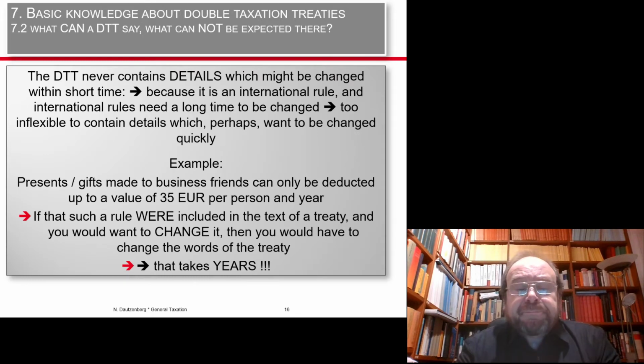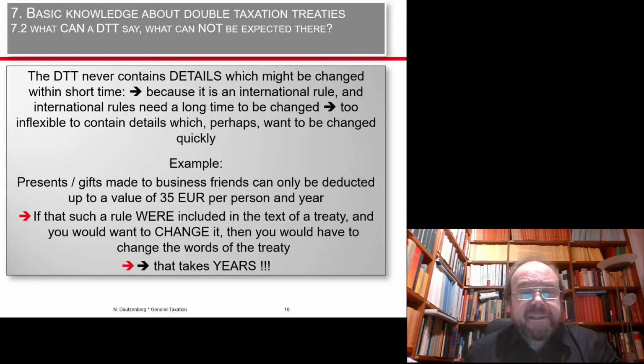Yeah, so keep in mind double taxation treaties. That is the second important conclusion or rule which you need to know. A double taxation treaty never contains details which might have to be changed within a short time. So the non-deductibility limit for business presence or so, no, only national law. If you want to adjust that to inflation or abolish that, you don't need to change all the double taxation treaties. That's just a matter of national law.